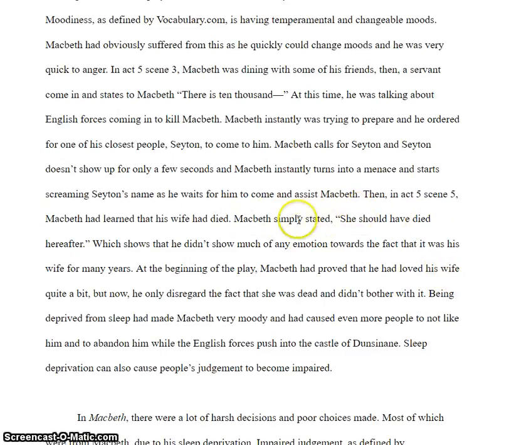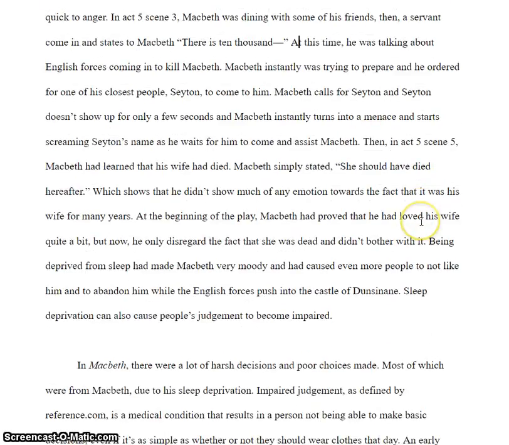So, yes, I understand that this is moodiness, but you need to analyze this a little bit, because yes, he's moody, but he also realizes he's about ready to get attacked by 10,000 soldiers. I don't know if that's moodiness or just anxiousness to get prepared, one of the two. Also, I don't really think that his reaction to his wife's death is moodiness. It's more numbness, I guess.